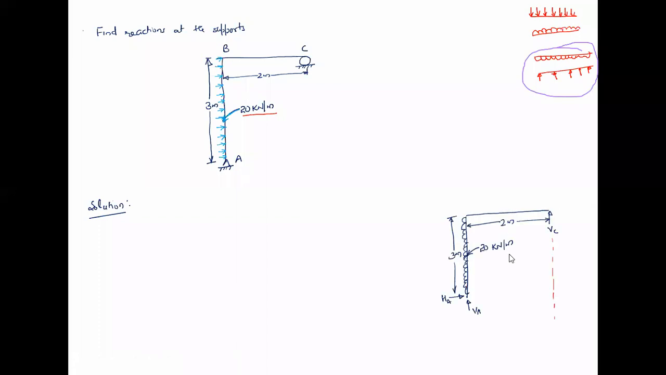So let's come to the solution. For the hinge, you will get horizontal and vertical reactions. It is a roller, so you will get a vertical reaction. Good. Next, you can just balance the horizontal force. There are two horizontal forces, HA and this 20 kilonewton per meter UDL. So 20 into 3 will be the total force. HA plus 60 is equal to 0. That means HA will be minus 60.